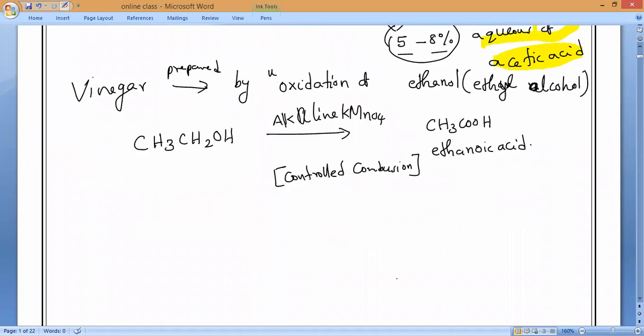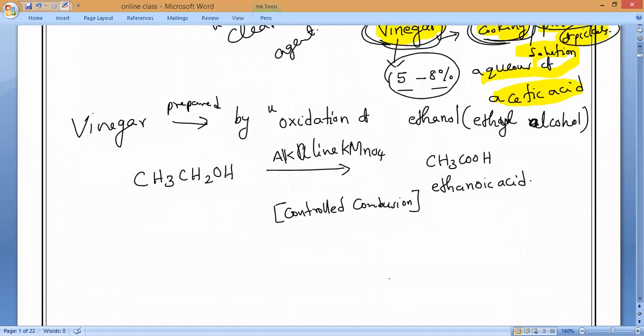Now, plus H2O. Yes, H2O doesn't matter. That is just the complete equation, but we are only saying it is a preparation of ethanoic acid. That's all. Understand?